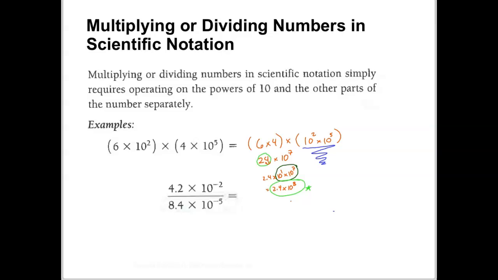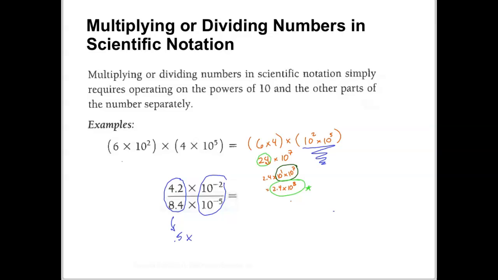Okay, same idea with dividing. I'm just going to worry about dividing the numbers in front, and then I'll deal with my powers of 10. And then I'll see, okay, if my answer is not in scientific notation, I'll do some adjustments like I did on that last one to make sure I put it in scientific notation. All right. 4.2 divided by 8.4. Well, 4.2 is exactly half of 8.4, so that's going to simplify to 0.5 times.